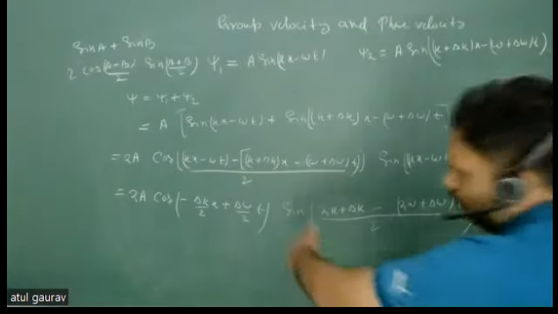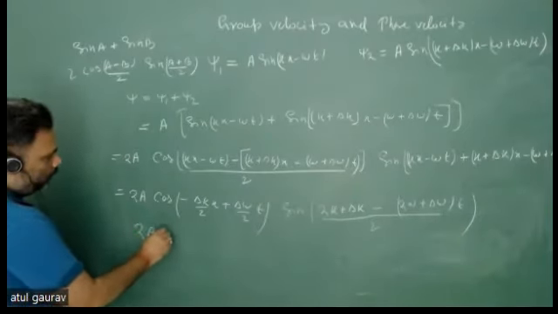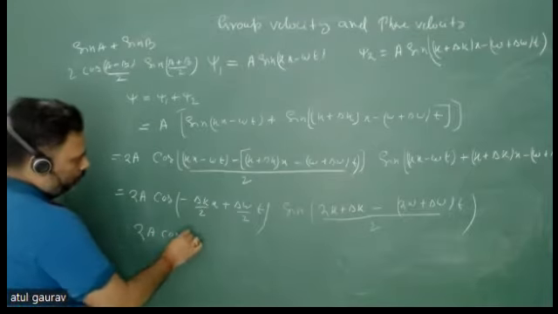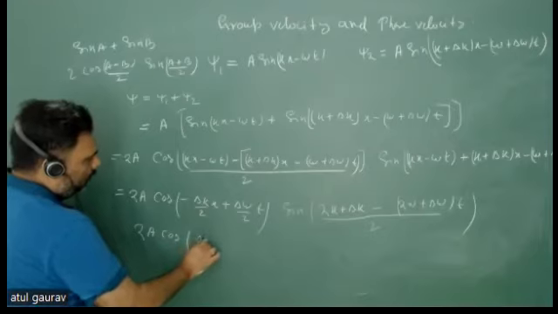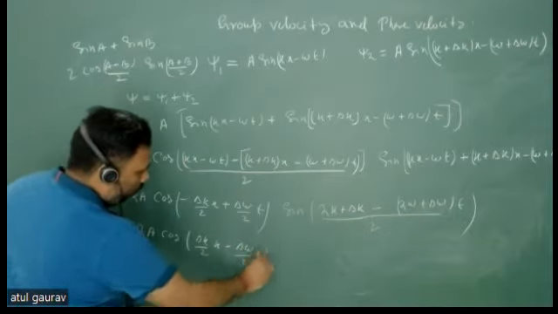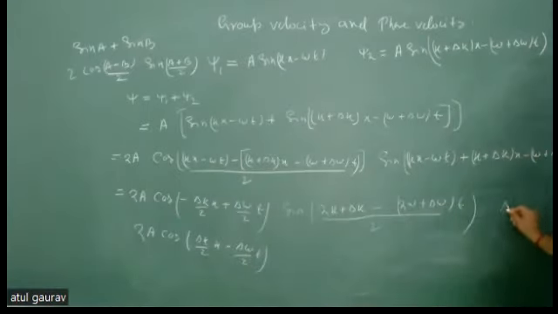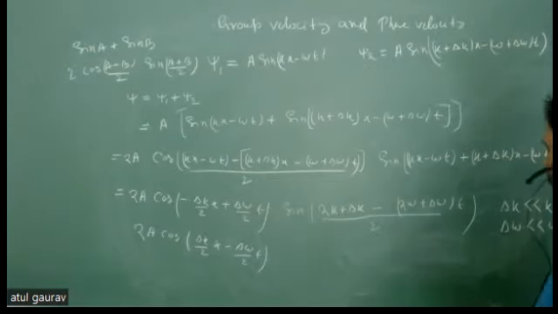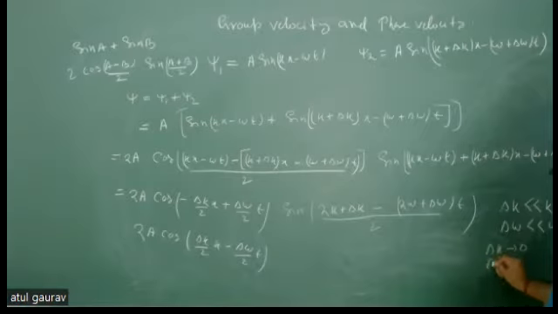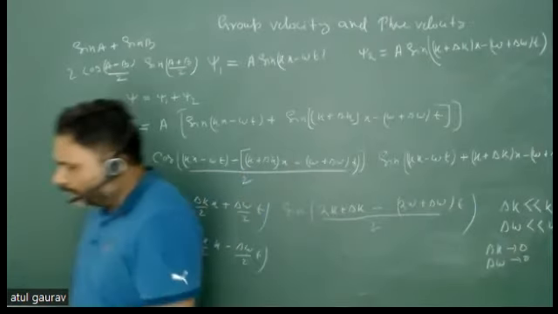Yes sir. So this thing I can write something like this, so don't worry: 2A cos (delta k by 2 into x minus delta omega by 2 into t). And here I can just say delta k is very small in comparison to k, and delta omega is very, very less in comparison to omega. We are just taking delta k tends to zero and delta omega tends to zero. So I can neglect this part here. Yes, sir. We can neglect this part.